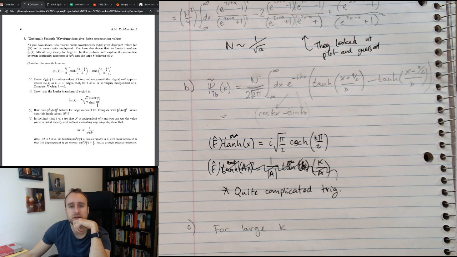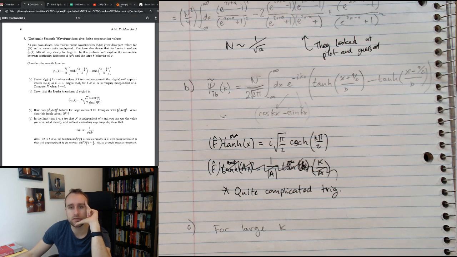What does this imply about the norm squared? I think we want this to blow up, right? Like we want this to blow up, but this is in the bottom, so this is getting smaller and smaller, you know? Can we do this in Wolfram Alpha? Let's try this.